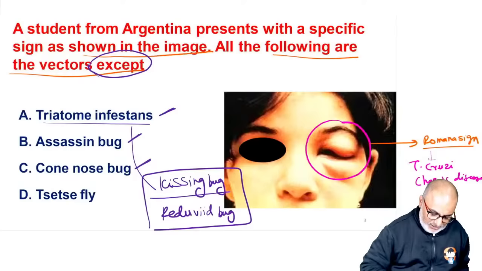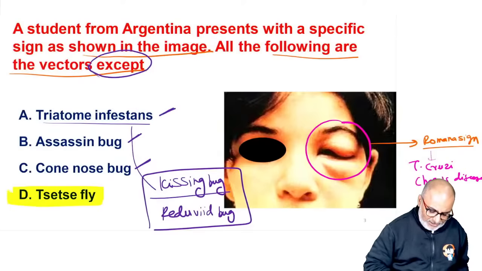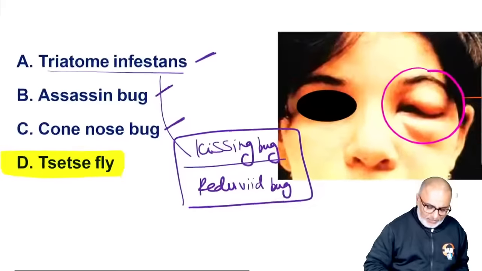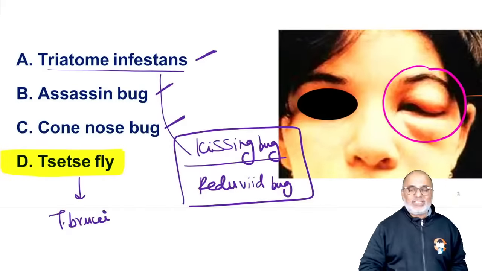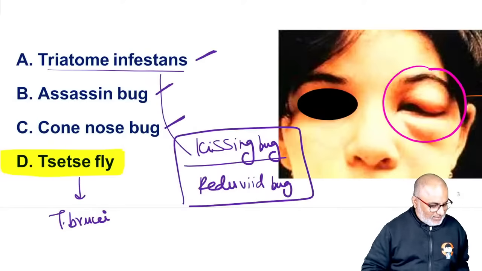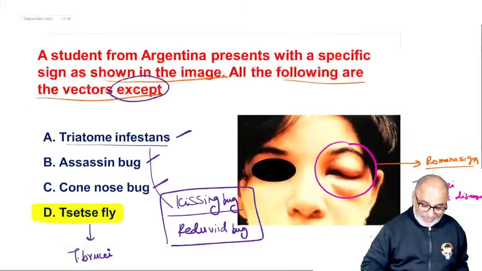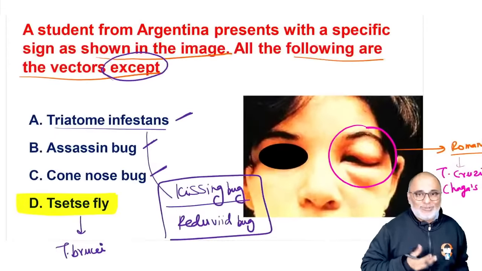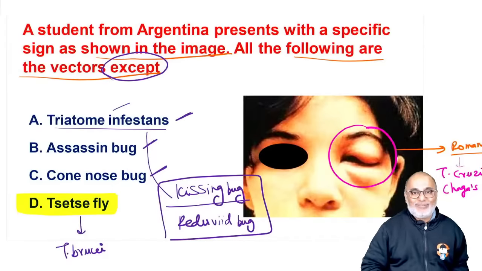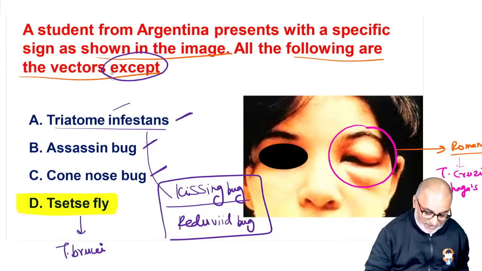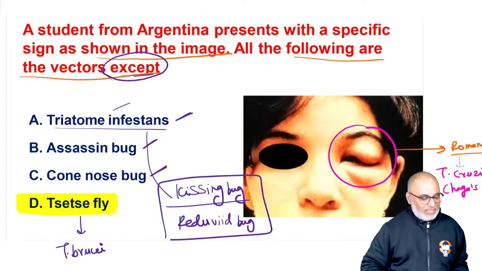Except is CC fly or Tsetse fly. It is vector for Trypanosoma brucei, which causes African sleeping sickness. African sleeping sickness. See, be careful. Question is except. What my kids will do as usual? After seeing Chagas, they put Triatome. No. See, the question is except. That is important. Every word in the question is important.